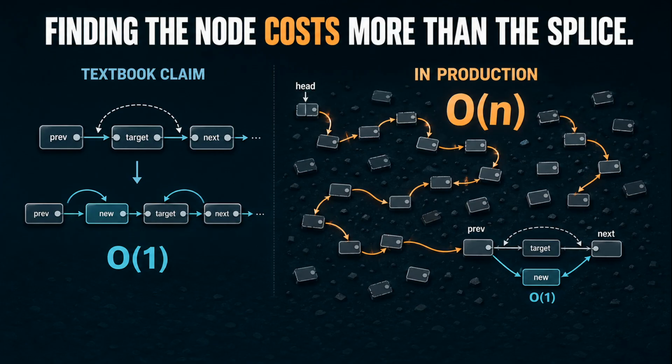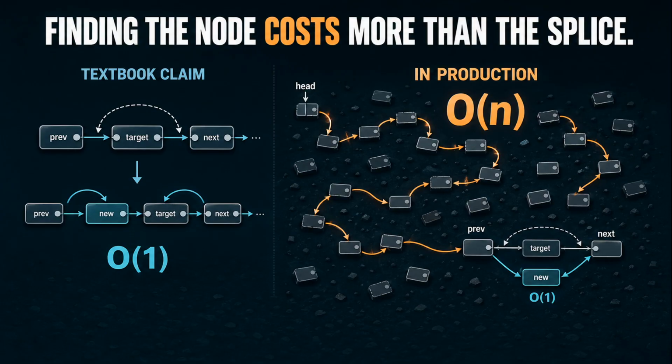Now, the part that surprises most engineers, the textbook line on linked lists is that they shine for insert and delete in the middle. Arrays have to shift elements. Linked lists just rewire 2 pointers. That is true if you somehow already have a reference to the exact node you want to splice.